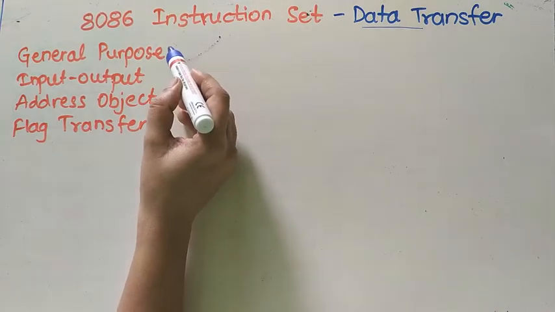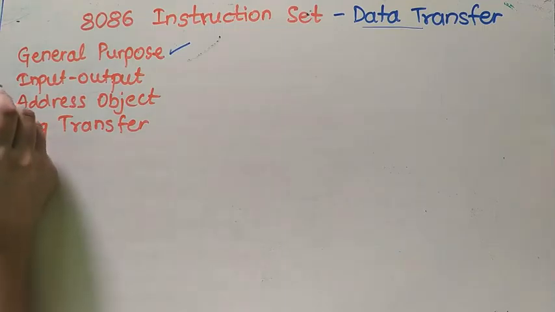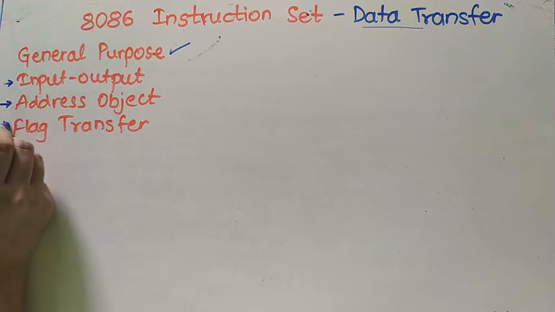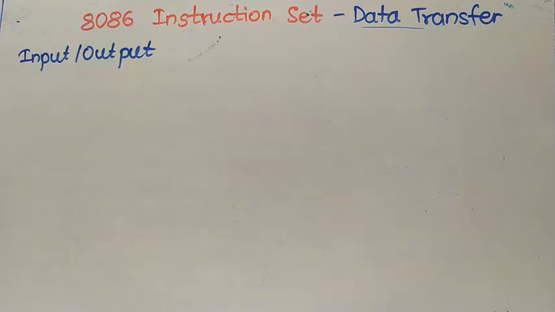There we have studied the general purpose in our previous video lecture. In this video lecture we are going to focus on the remaining 3 data transfer instructions. So, input output, address object and flag transfer. First of all we will see the input output instructions.